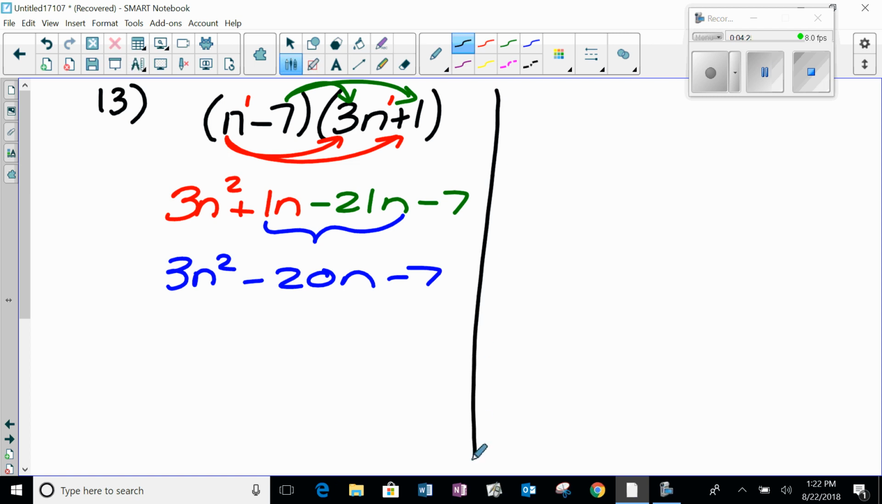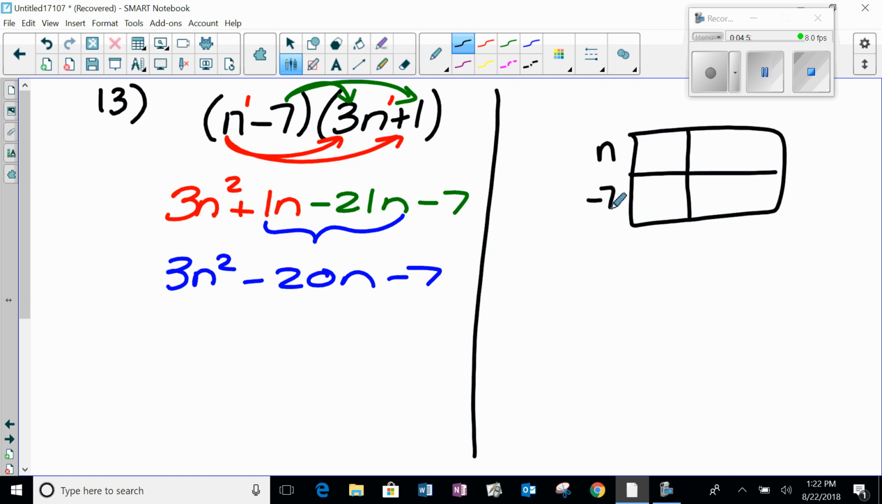Okay, there's another way that you can solve this. It's just a different way to set it up. This is called the box method. So I am going to draw a box, okay, and I'm going to put an x in the middle because I have a binomial by a binomial. So I have 2 columns and I have 2 rows. So I am going to put the first polynomial, it doesn't really matter if it's on top or if it's off to the side. I'm going to say n and a negative 7.